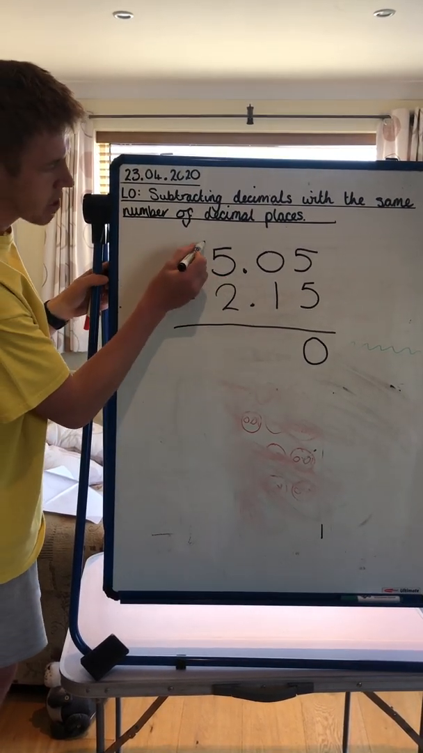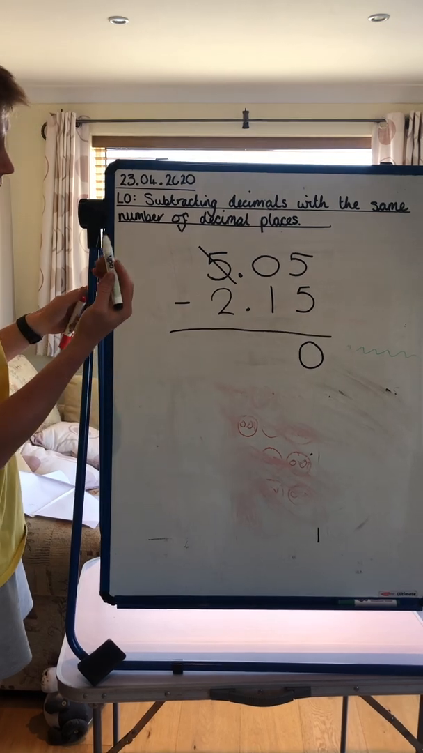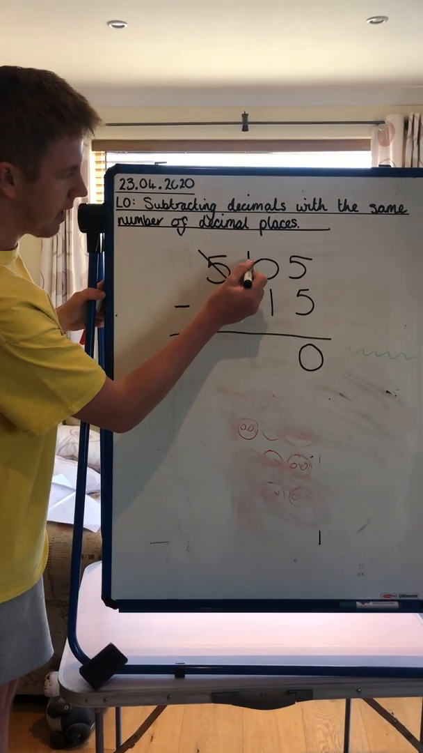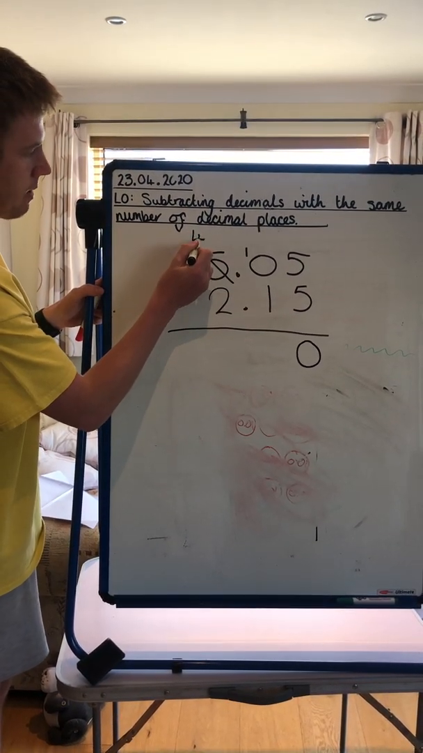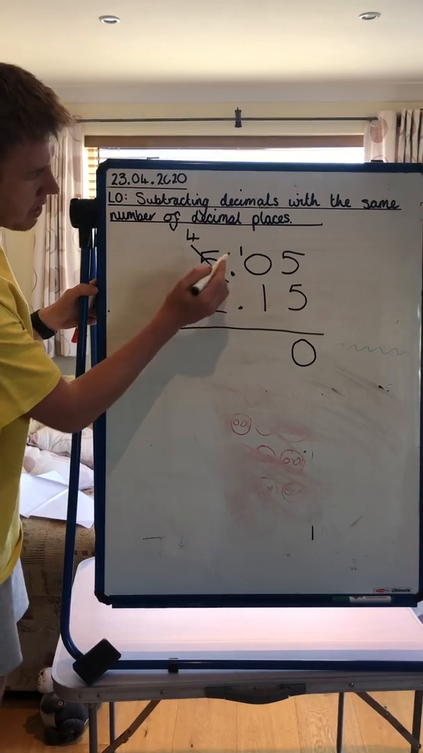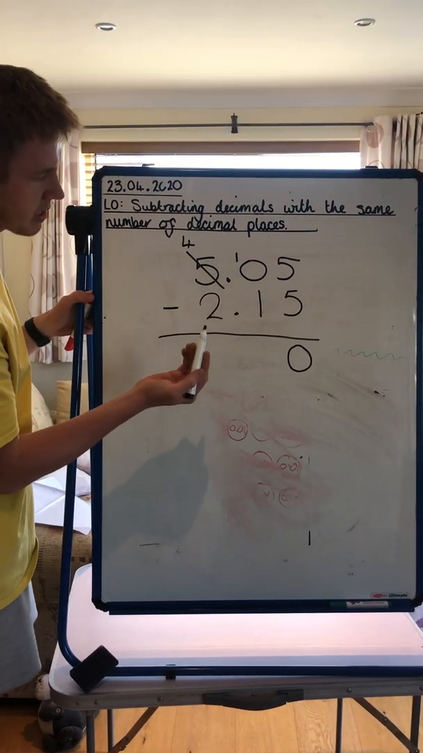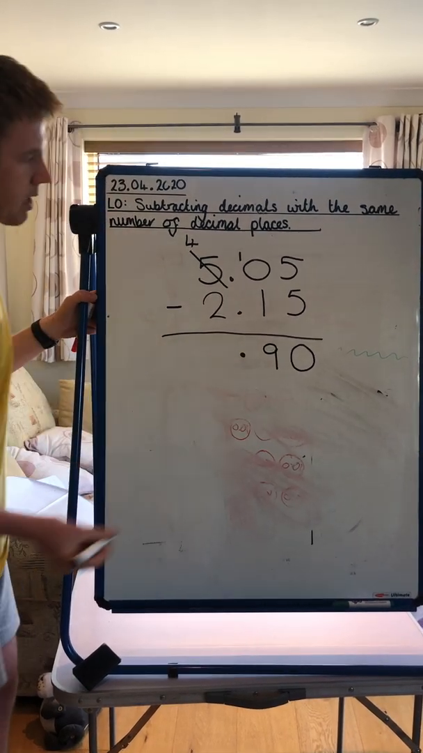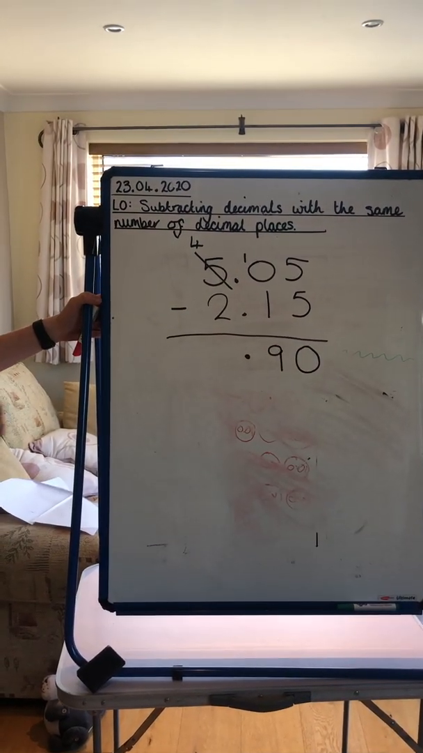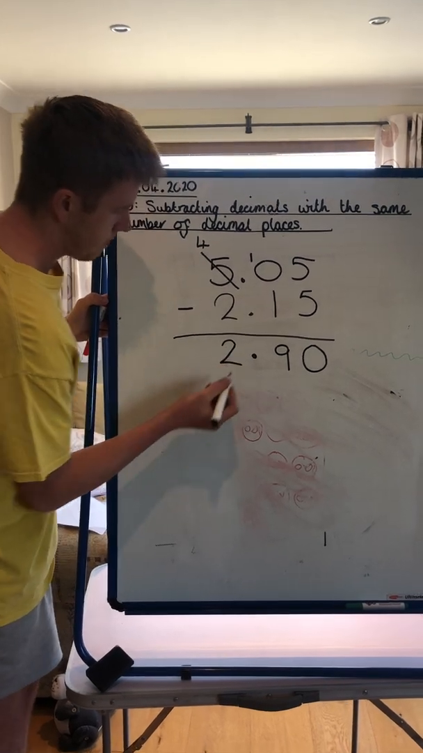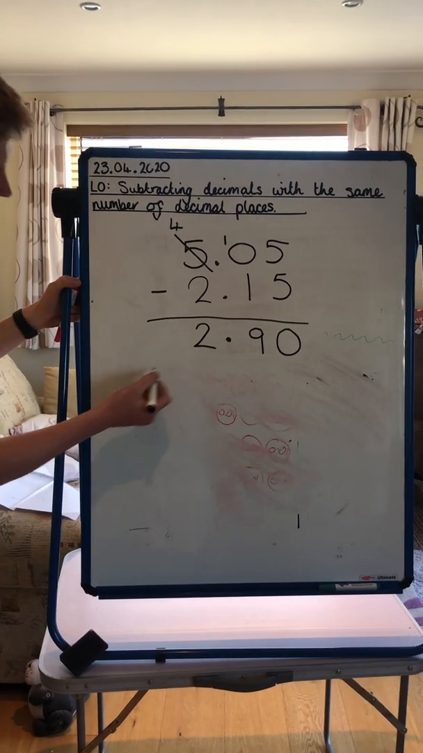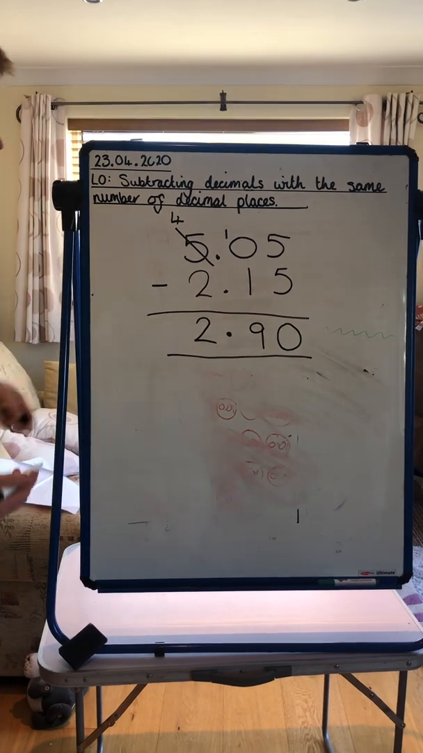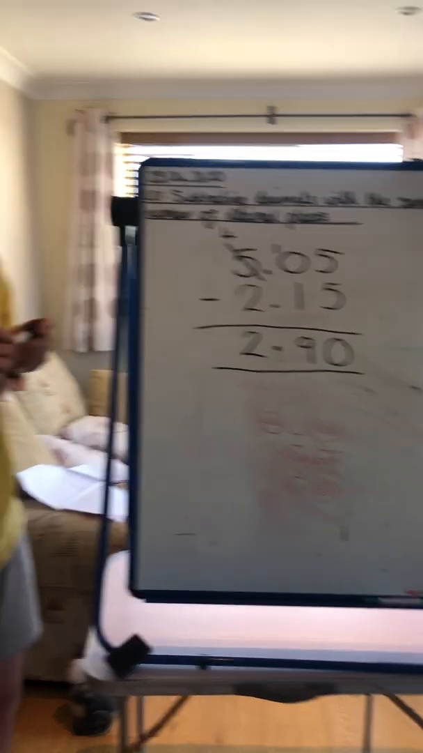Okay, so I'm going to have to exchange from the 5 ones, okay, and we're going to put that there, and then put 4 up there, okay? So, 10 tenths take away 1 tenth is 9 tenths, okay? And then 4 take away 2 is 2. So our answer is 2.9. Okay, I hope that's helpful.